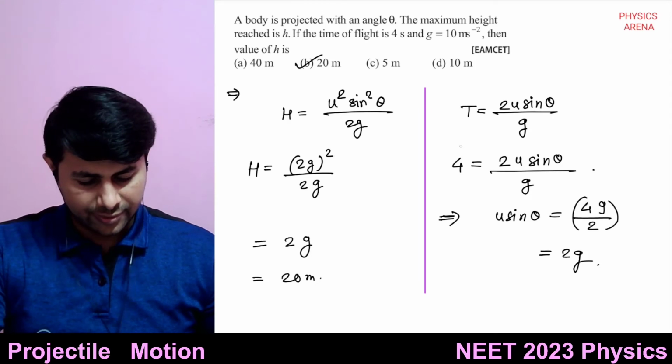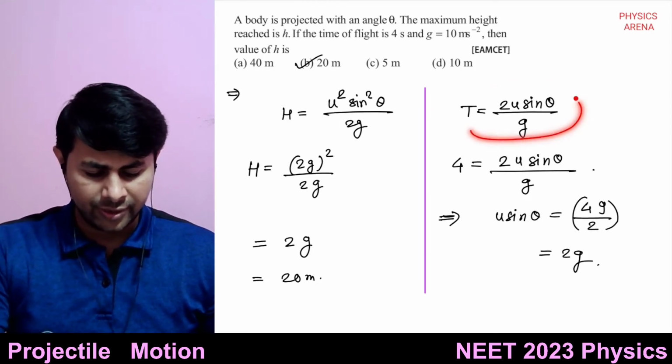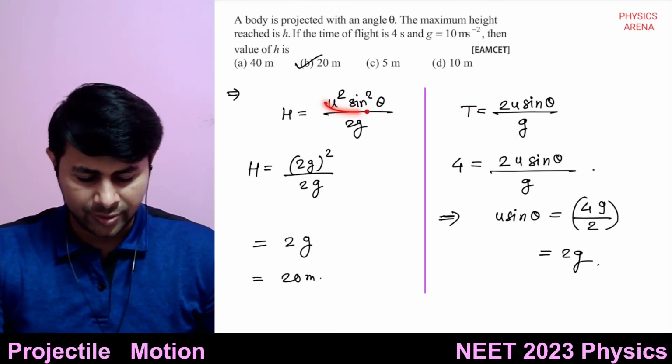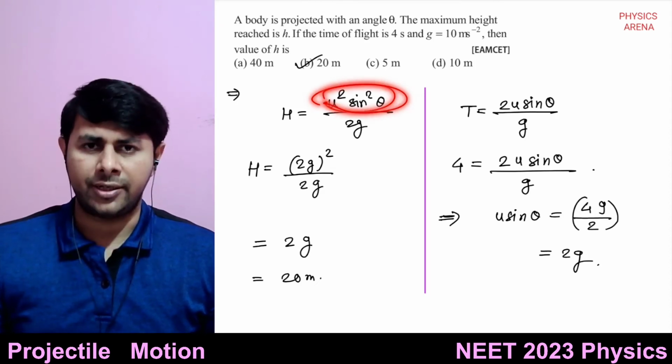Okay, so here t is given. So from that you can find out this unknown thing, u sine theta.